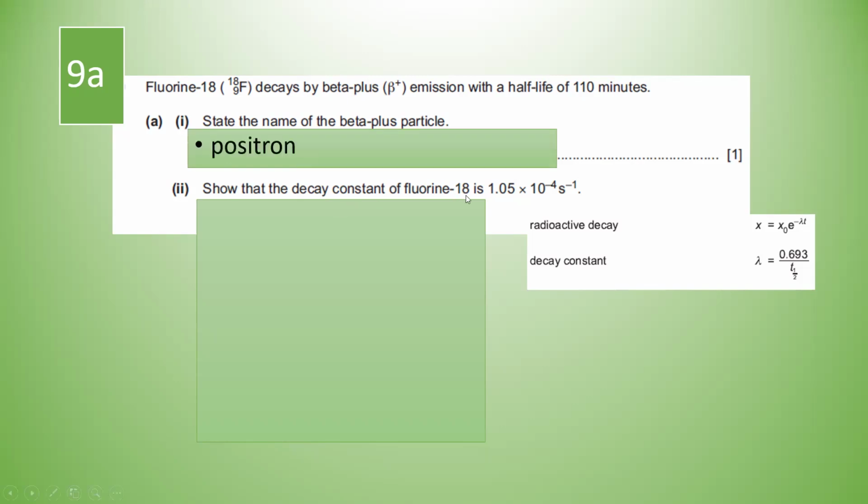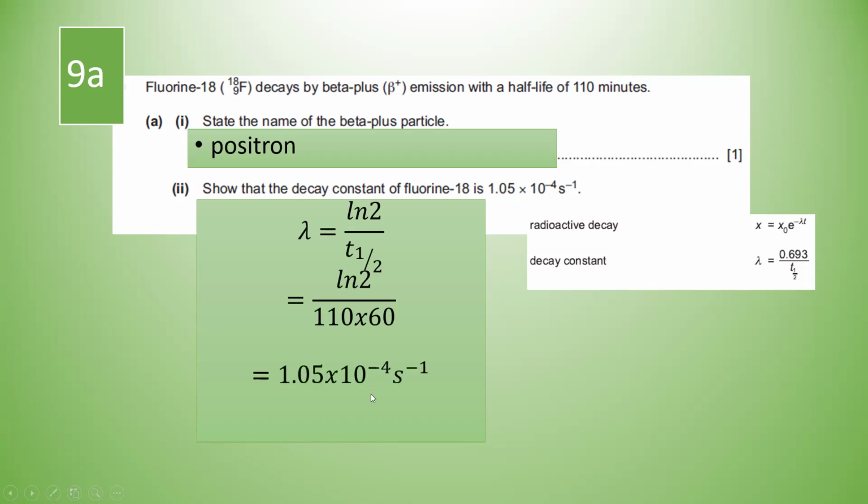Show the decay constant of fluorine. This one is a giveaway mark. Go to the formula sheet, or you've forgotten the formula. Half-life is given to you. Convert it to seconds, times 60. Then you get the decay constant per second.